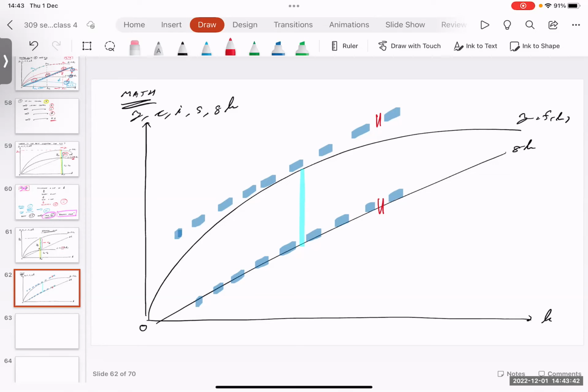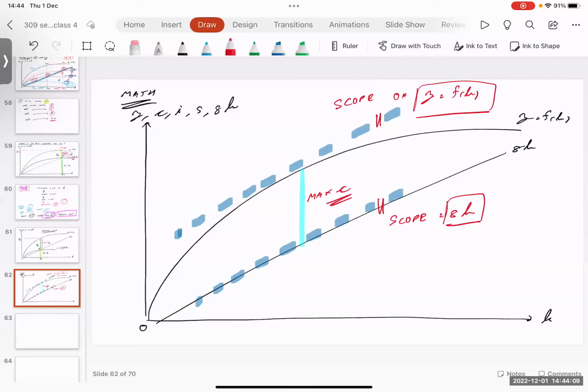So if you want to find the maximum consumption, you can find it by finding the slope of the upper curve and the slope of the lower curve. So maximum consumption is going to be the point where the slope of the production function, small y equal to function of small k, equals the slope of delta k. This is a mathematical property. So far so good.